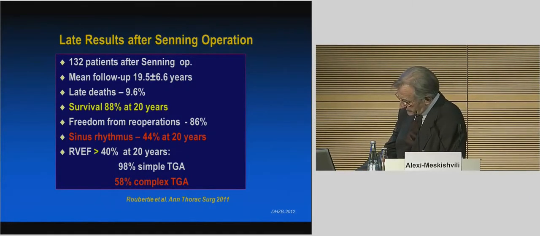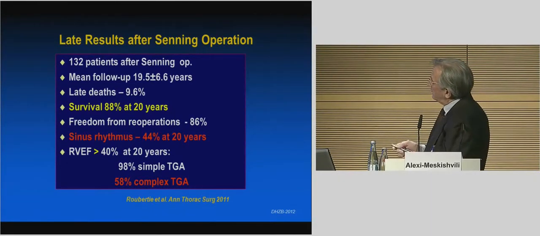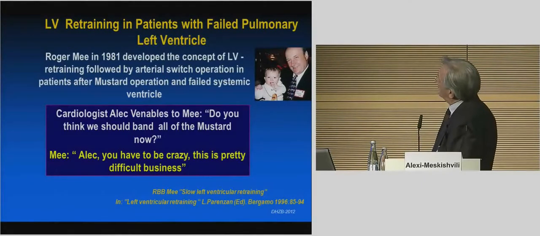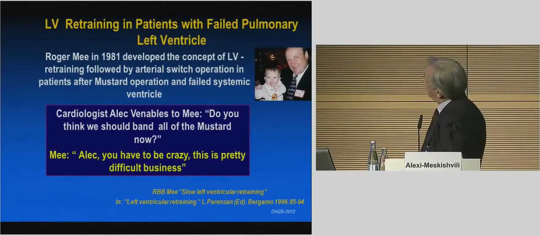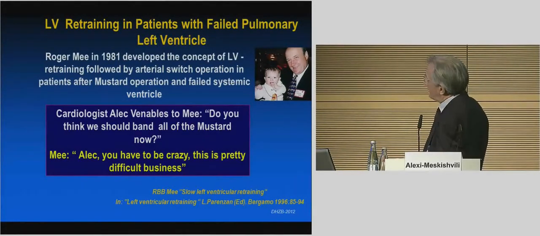Because of that, surgeons try to find how to help these patients with the failing right ventricle and the arrhythmias. Roger Mee in Australia developed the concept of left ventricular retraining using banding of the pulmonary artery, followed by arterial switch operation in patients after Mustard or Senning operation with failed systemic ventricles. This is a very difficult approach, and his publication is very rare, from the symposium held in Bergamo in 1996 about the retraining.